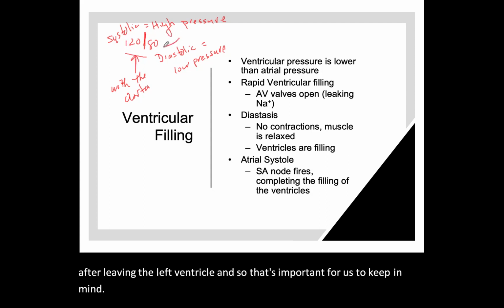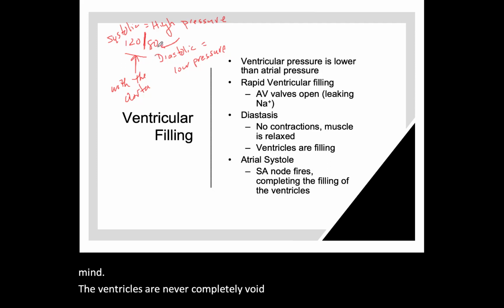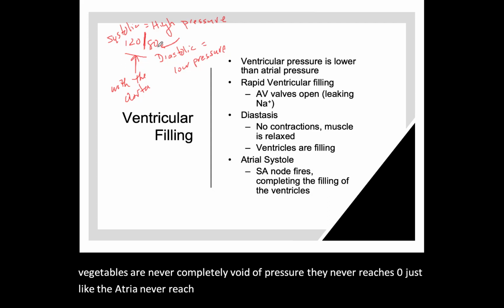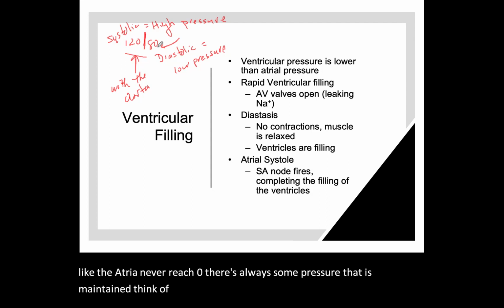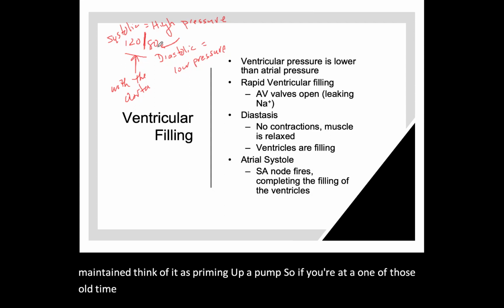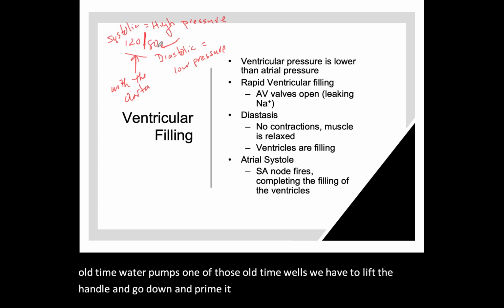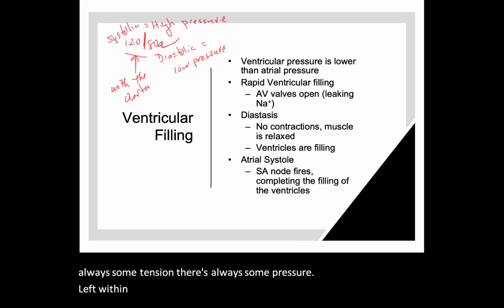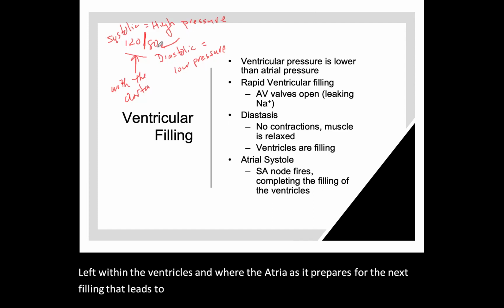The ventricles are never completely void of blood, which means the ventricles are never completely void of pressure. They never reach zero, just like the atria never reach zero. There's always some pressure that is maintained. Think of it like priming a pump. If you're at one of those old-time water pumps, one of those old-time wells, we have to lift the handle and go down and prime it. The heart doesn't have to do that. There's always some tension, some pressure left within the ventricles and the atria as it prepares for the next filling that leads to the next round of contraction. That is important to keep in mind.